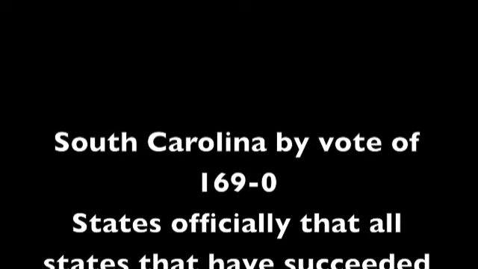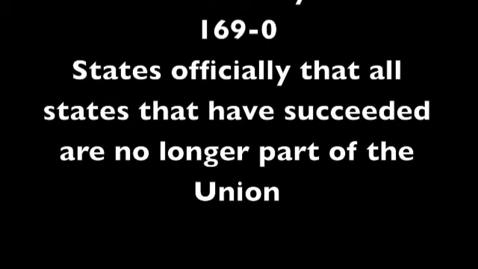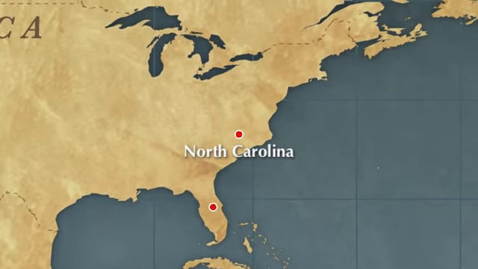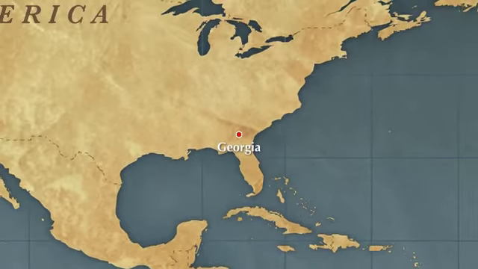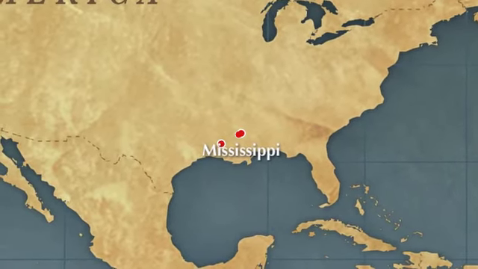What happened? Two U.S. senators from the South submitted their resignations. On December 20th, 1860, by a vote of 169-0, the South Carolina legislature stated that other states had seceded and were no longer part of the Union. On February 4th, delegates from seceded states, except Texas, met in Montgomery, Alabama, to create a form of government called the Confederate States of America. They elected President Jefferson Davis.